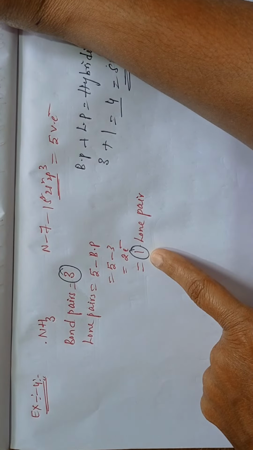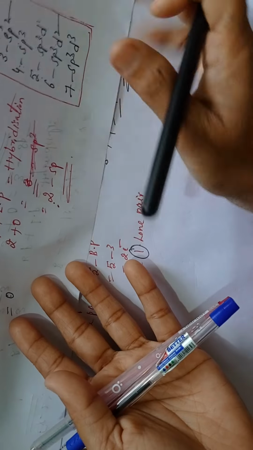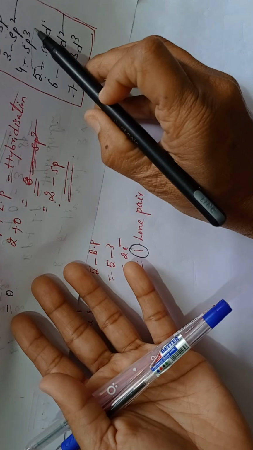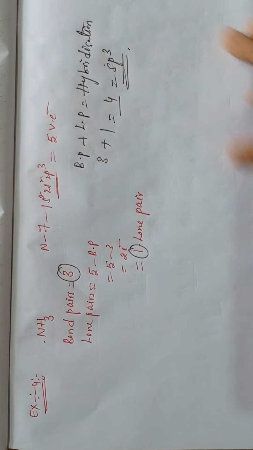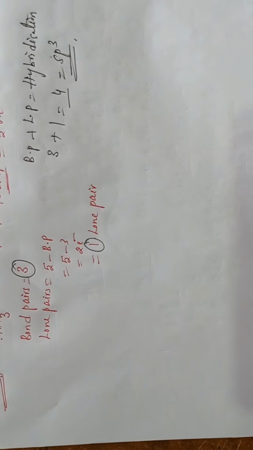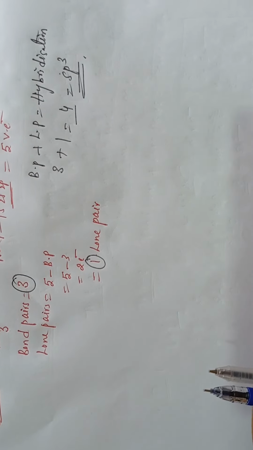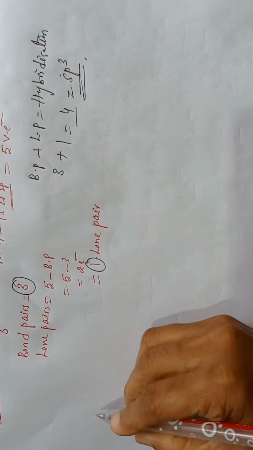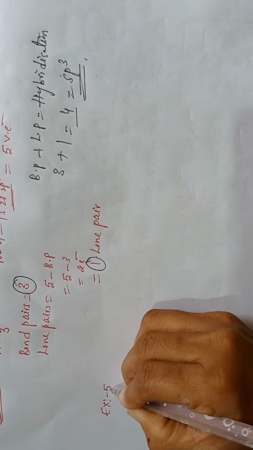Here already I told you one table. Clear? See here. 4 means which hybridization? sp3. Okay, sp3 hybridization. Understood, students? So 4 means sp3 hybridization. This is example 4. Now I am discussing example 5, students. sp3d model, example 5.